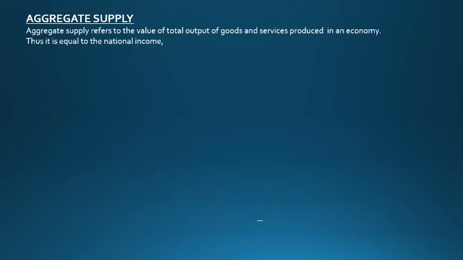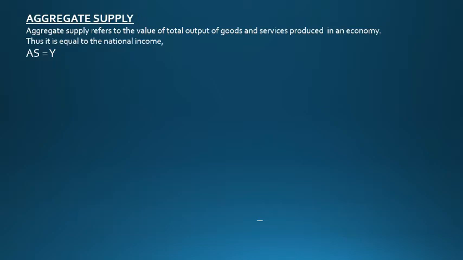Just like we have understood the concept of aggregate demand, there is another term, aggregate supply. So aggregate supply basically refers to the value of total output of goods and services which have been planned to be produced in an economy. Aggregate supply is also known as national income because it is exactly equal to the national income. Therefore, AS is equal to Y.